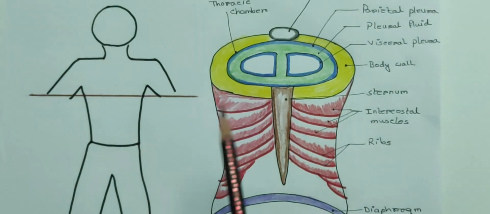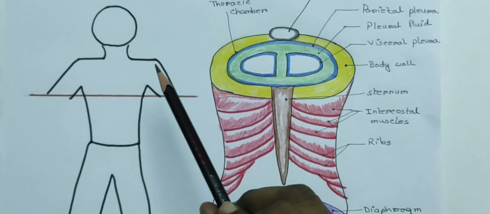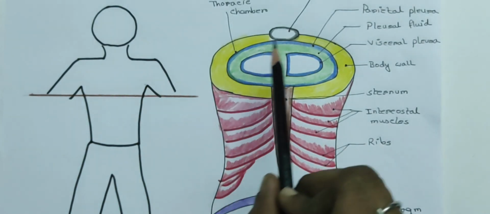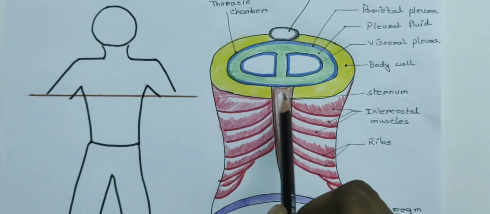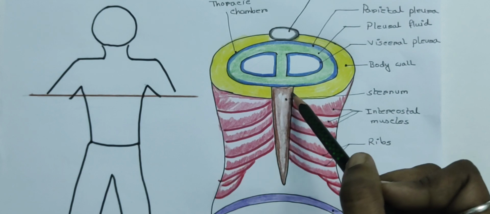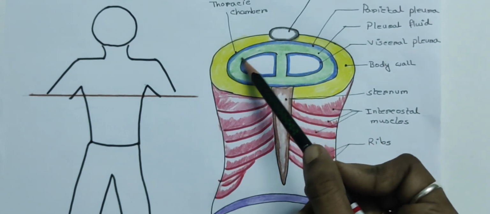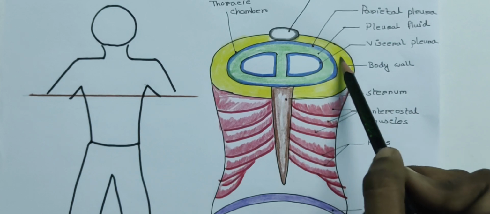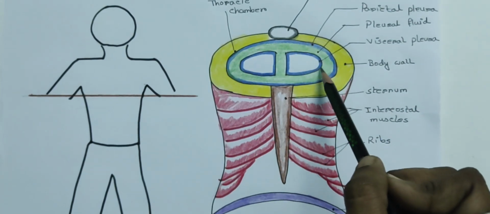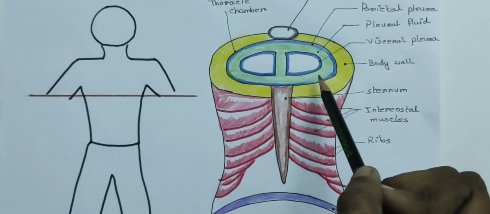So here is an anatomical structure. This is our human body, and if we bisect it this way, we find the thoracic cavity like this, and this is our vertebral column. This is the thoracic chamber, which is actually airtight. The yellow portion is our body wall, and these are the two lungs in an airtight chamber.